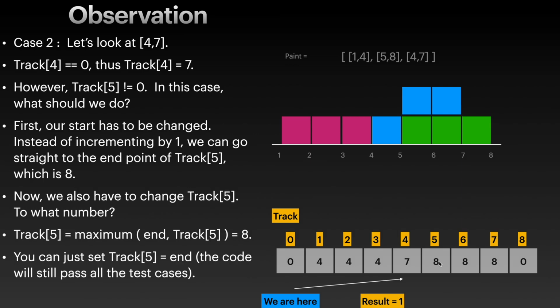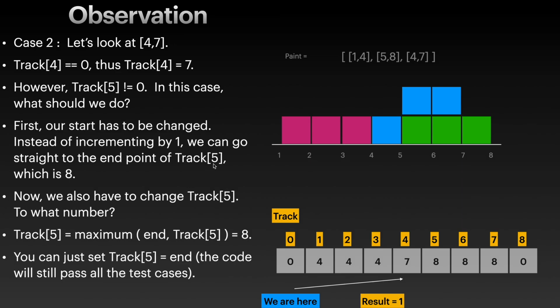Do we modify this track of 5, or do we keep incrementing our start variable by 1? Or is there a way where we can just skip everything here, in other words, skip everything in this part without incrementing the start variable by 1? So the answer is yes. And so we can just go straight to the end point of track of 5.